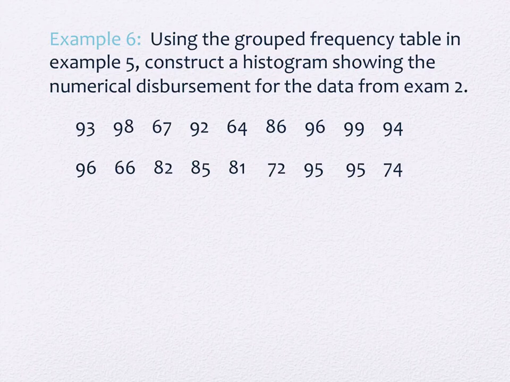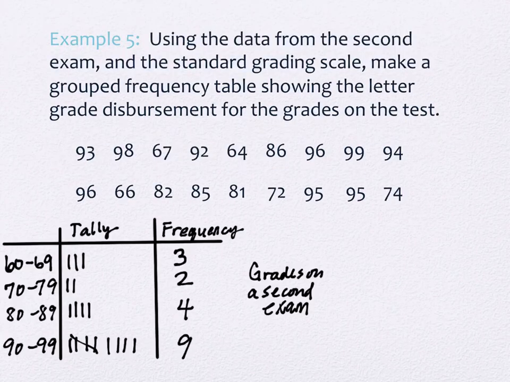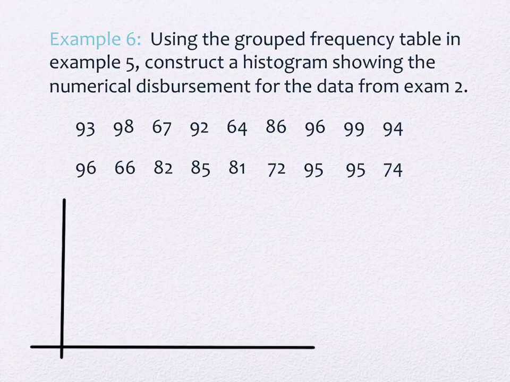So this will show the numerical dispersion of the data from exam 2. So we're going to draw a horizontal and vertical axis like this. We know that our data values went from 60 to 99 in our classes. So we need the values marked here to go from 60, you might as well write it down to 100, because it's in hash marks of 10s. That makes sense. So we've got 70, 80, these should be equally spaced, 90, and 100.